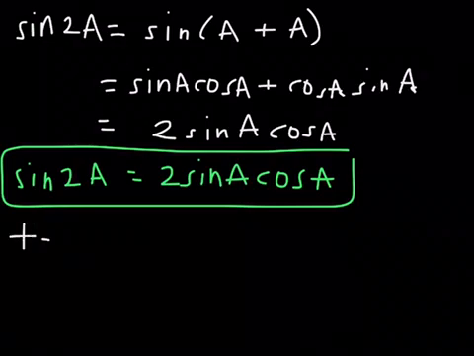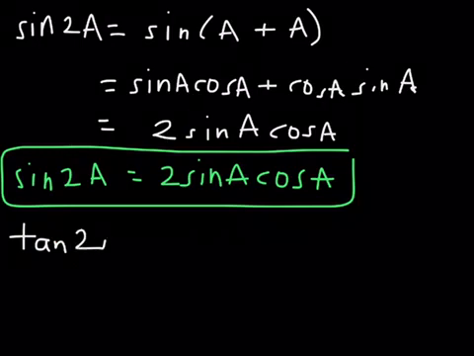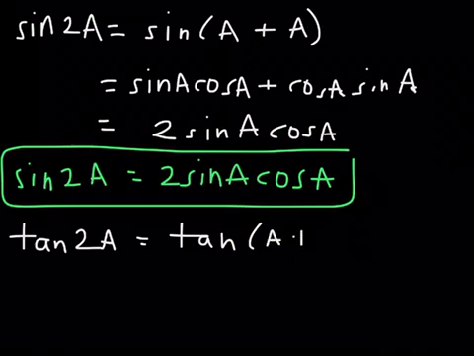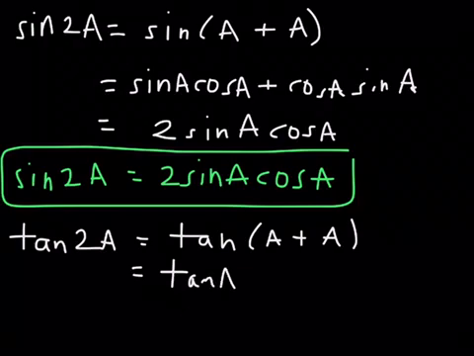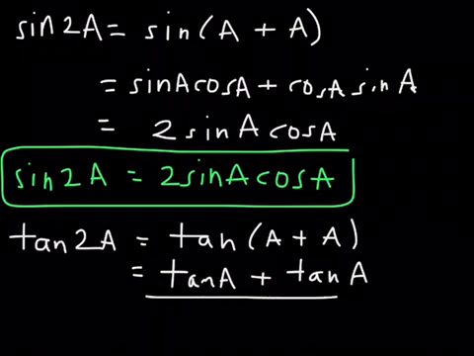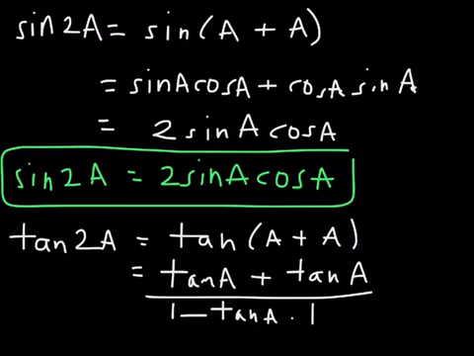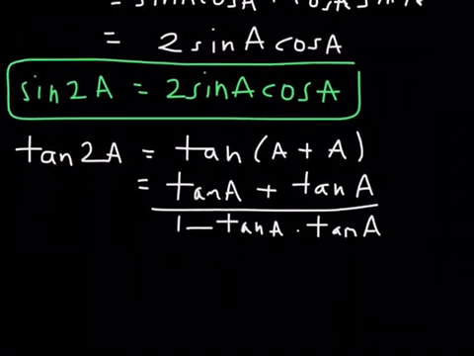Same kind of deal, everybody. Tangent of 2a. Let's write that as tangent of a plus a, which by the sum identity, excuse me, for tangent, would be tangent of a plus tangent of a over 1 minus tangent of a times tangent of a, right? That was a sum identity for tangent that you and I derived a few lessons ago.